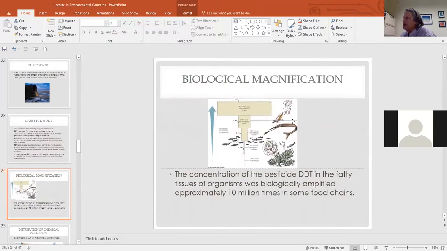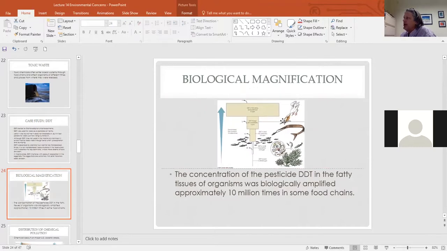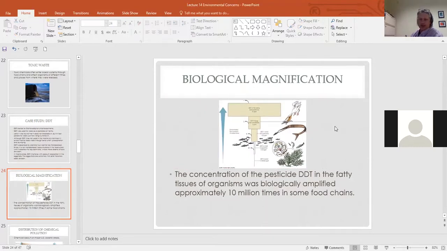And this DDT was causing birds to lay really thin eggshells because it was inhibiting their calcium intake. And the eggshells would crack before the babies would be born. And so we saw a marked number of seabirds, including the bald eagle, which really hit us in the fields because that's our national bird, become endangered.